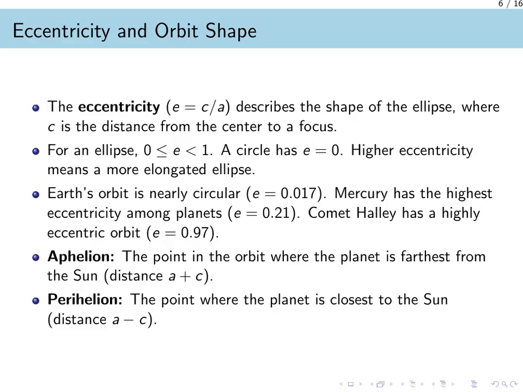Now let us introduce a single number, called eccentricity, that precisely describes how non-circular an elliptical orbit is. Eccentricity, represented by the letter e, is defined as the ratio of c over a, where c is the distance from the ellipse's center to a focus, and a is the semi-major axis. For any ellipse, the eccentricity is a value greater than or equal to 0 and less than 1. A perfect circle has an eccentricity of exactly 0. As the ellipse gets more stretched out, its eccentricity gets closer to 1.